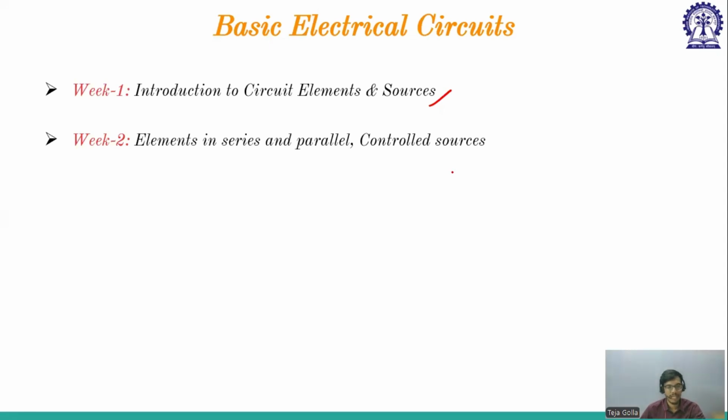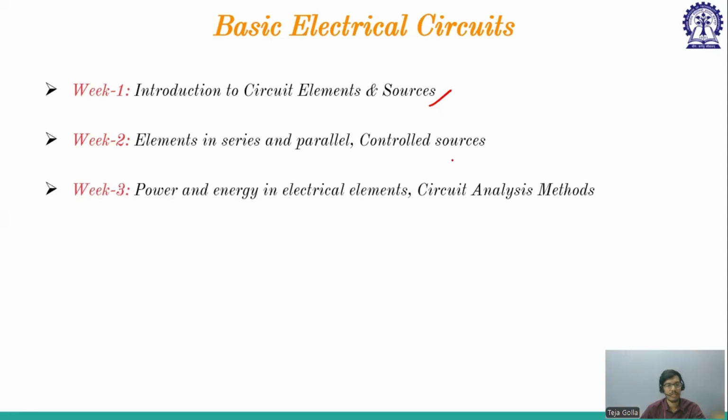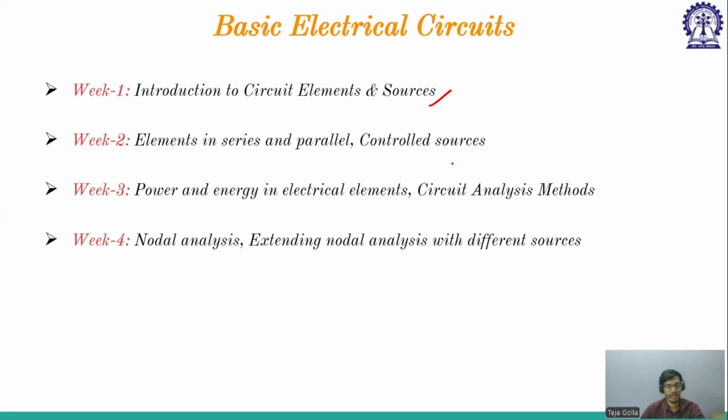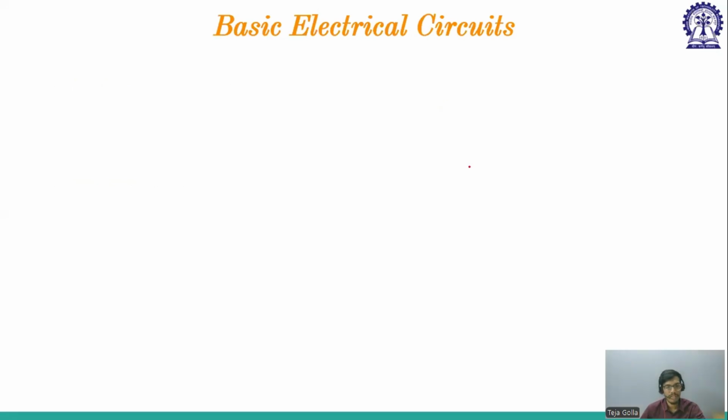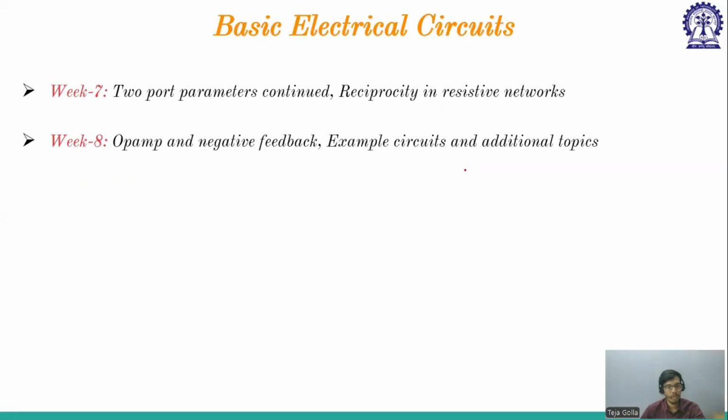And then in the subsequent weeks, we'll see elements connected in series and parallel and some control sources and circuit analysis methods, as well as nodal analysis and mesh analysis, and we'll eventually go to two port networks. And then coming to week 7, we'll have this two port parameters continued, and then we'll go into op amp circuits, which is very crucial and very important in your upcoming courses. And op amp is one such important topic which you will learn in electronics for EC people as well as EE people, and one should have a very thorough understanding about op amp.